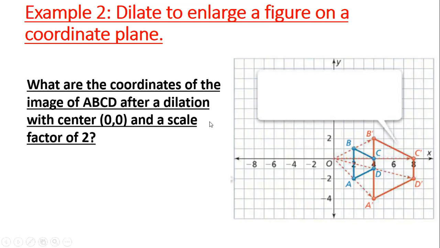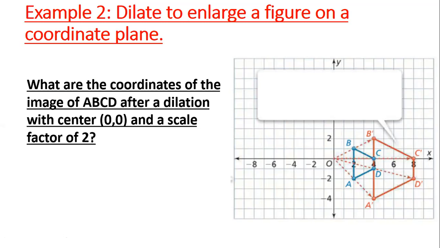The question here is, what are the coordinates of the image of A, B, C, D after a dilation? So here I have the shape A, B, C, D. I am going to dilate it. The origin is 0, 0. The scale factor here is what? 2. Here the scale factor is equal to 2.